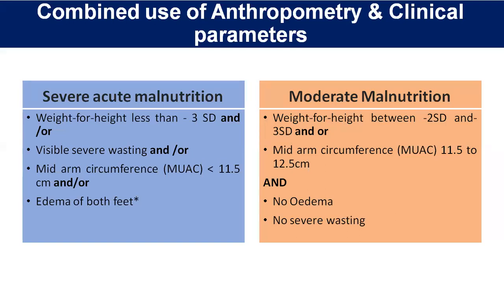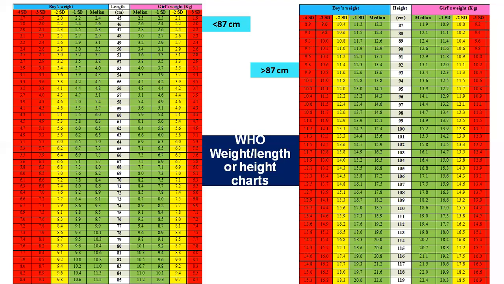When is it moderate malnutrition? If the weight for height is between -2 SD and -3 SD, and/or the mid upper arm circumference is between 11.5 to 12.5, the child has moderate malnutrition, and of course the child should not have any edema and no severe wasting. So this is a WHO chart where we can plot the weight and the length or height of the child, and we can see which category the child falls in.